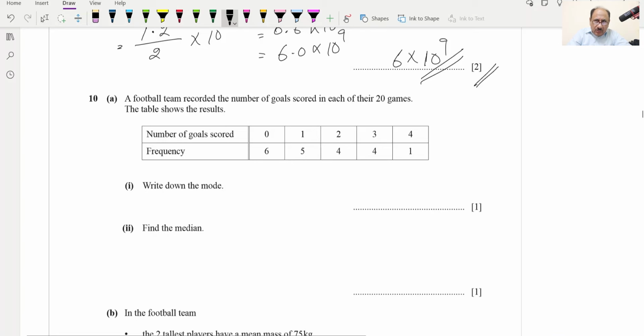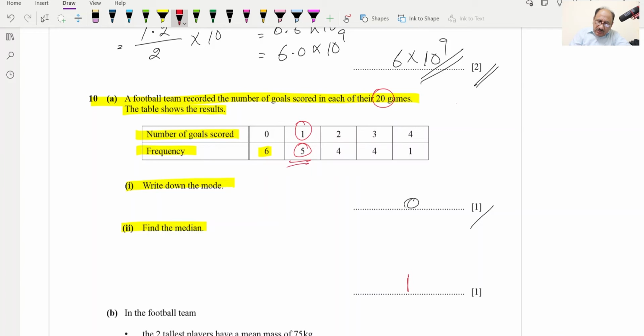Now question number 10. Question number 10 says a football team recorded the number of goals scored in each of their 20 games. The table shows the results. Number of goals, frequency. Write down the mode. Mode is the most occurring, which is 0. So 0 is most repeating or most occurring, 1 mark. Then we have to write the median. Median will be the middle value. So out of 20, the middle will be 10 plus 1, so 11. So it will be 6 plus 5 will be 11. So 5 will be this, this will be 1 score.